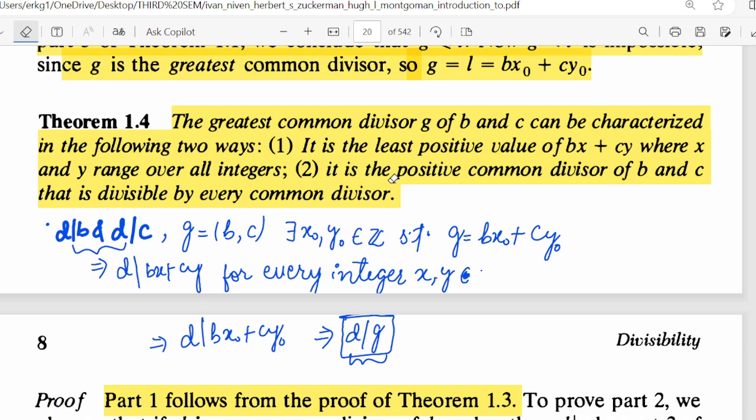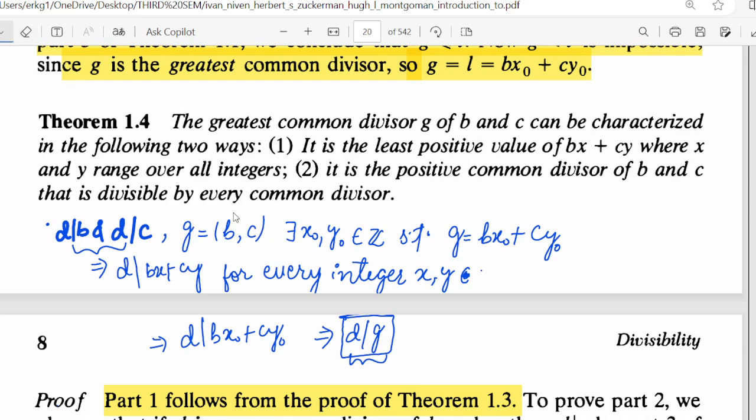The second part says it is the positive common divisor of b and c that is divisible by every common divisor. Let d be a common divisor of b and c. So this implies d divides b and d divides c.